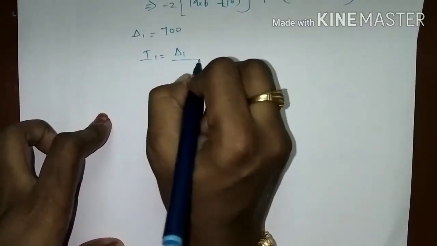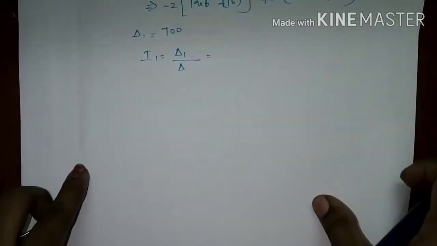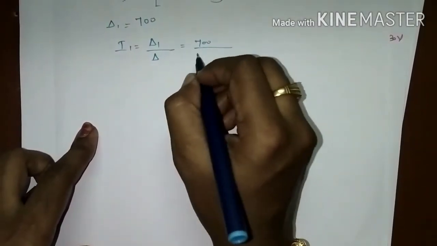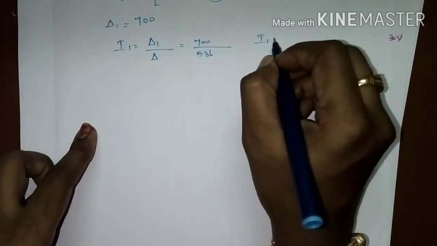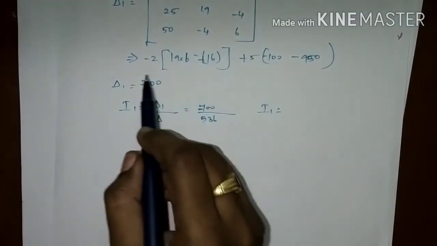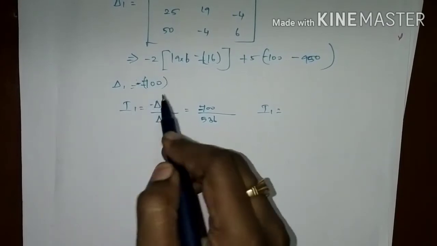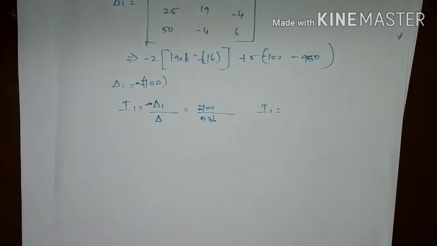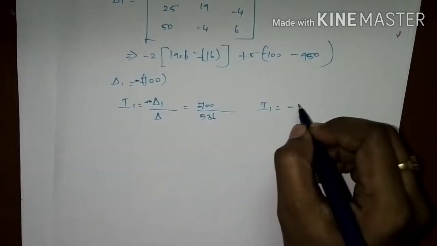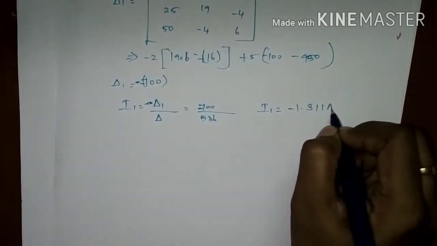I1 could be found by del 1 divided by del value. Your del value is 536. So 700 divided by 536. Subtracting with this, we will get a value of minus 700. So I1 value is minus 700 divided by 536. We will get the value of I1 as minus 1.311 ampere.